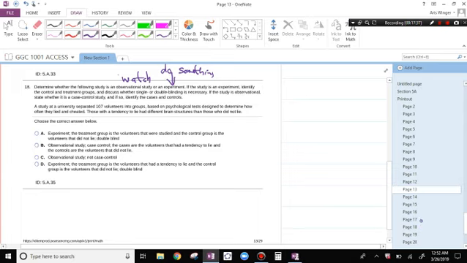Those with a tendency to lie had different brain structure than those who did not lie. All right, so there was nothing here in which they actually did something, right? So they may have split people, but they didn't do anything to the groups. They didn't do something to one group and not something to another group, right? So this is an observational study. It's case control. The cases are the volunteers that had a tendency to lie and the controls are the volunteers that did not lie.